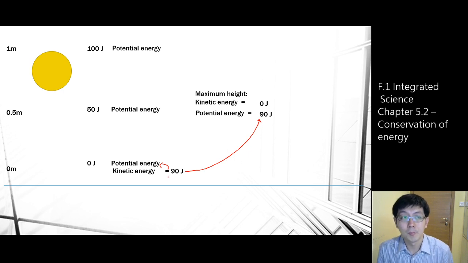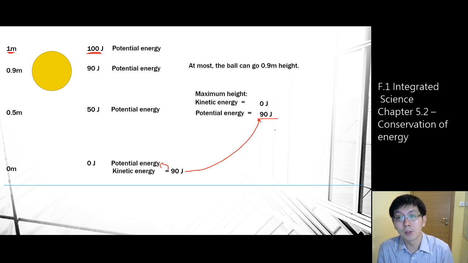However, if you only have 90 joule potential energy, and you need to reach 1 meter high, you need to have 100 joule potential energy. Now you only have 90 joule. That means at most the ball can go up to 0.9 meter above the ground.